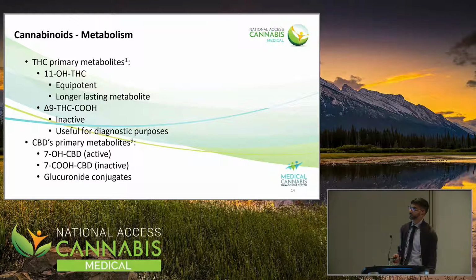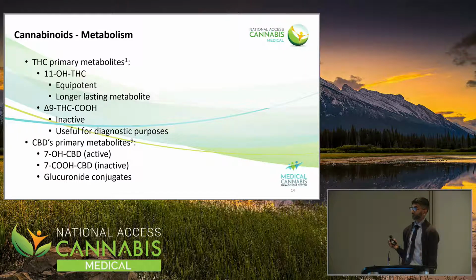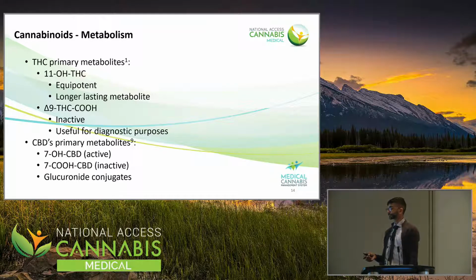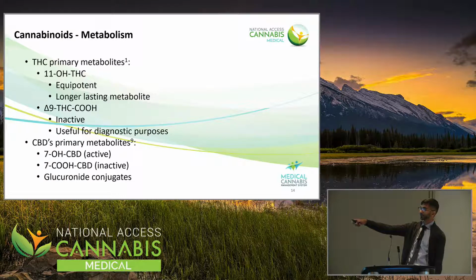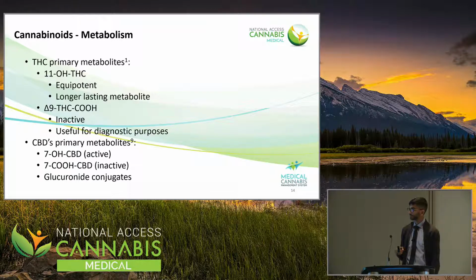Okay. Some of THC's primary metabolites. The equipotent one is the 11-OH THC. It's the longer lasting metabolite, and it's the one you see more so when you ingest cannabis orally, which is why ingesting cannabis makes it last a lot longer than if you were to inhale it, which I like to say inhaling is fast on, fast off. It's like short-acting insulin, and oral cannabis is like long-acting insulin. And the delta-9 THC COOH, that's inactive, and that's the one they use for diagnostic purposes.